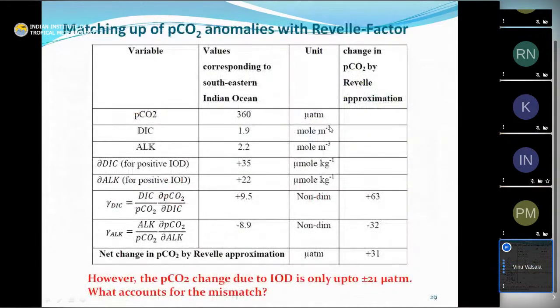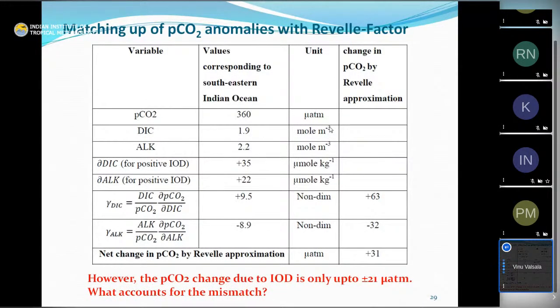Now, we can do some thought experiments. Our thought experiment is that for a particular anomaly of DIC or alkalinity and temperature, we have a certain idea how much the pCO2 can change by looking up the Revelle factors.